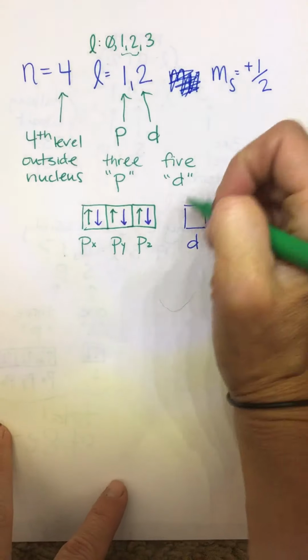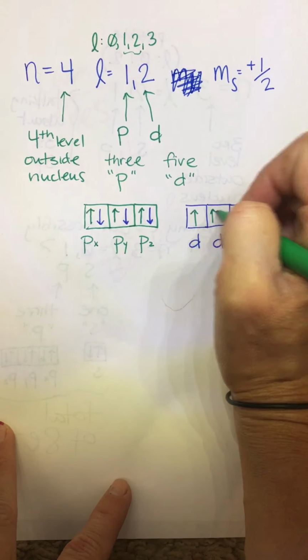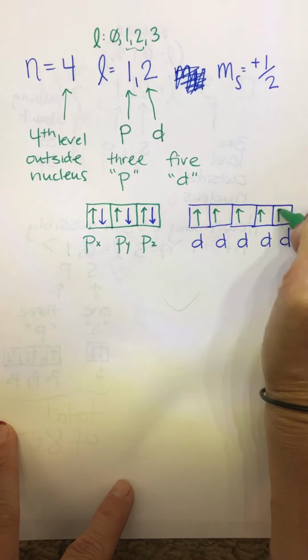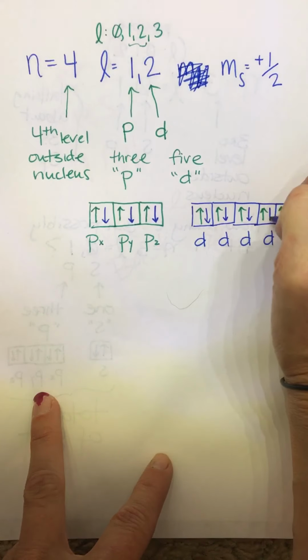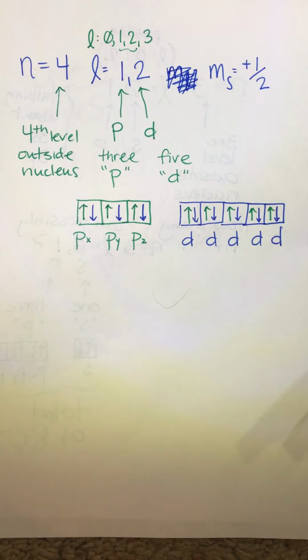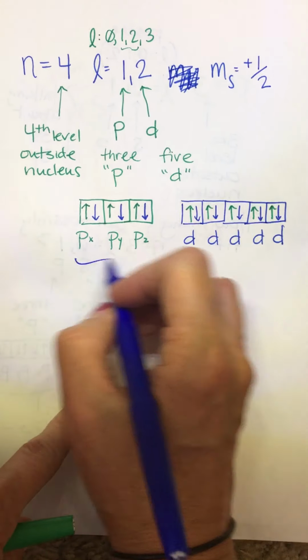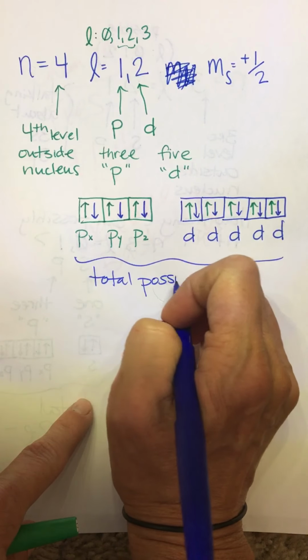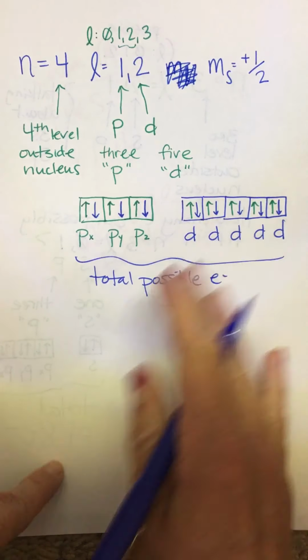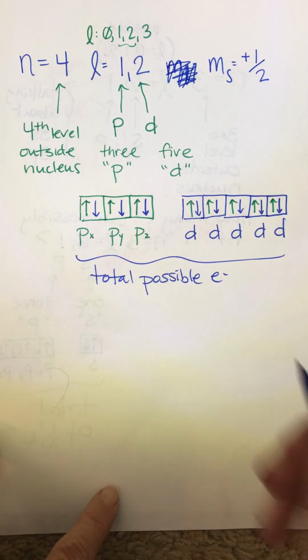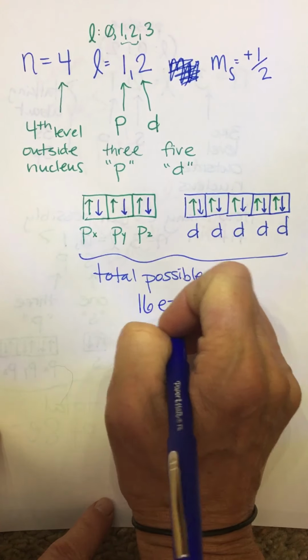Now, same thing for our Ds. We'll do all of our up spins. And then all of our down spins in blue. Okay. So if we look, our total possible electrons is, let's see, we've got 6 plus 10 are 16 electrons.